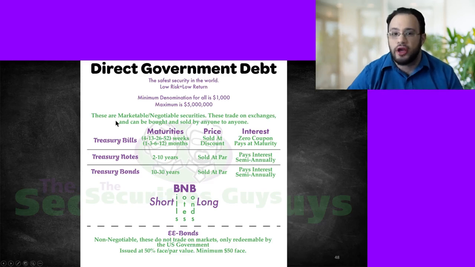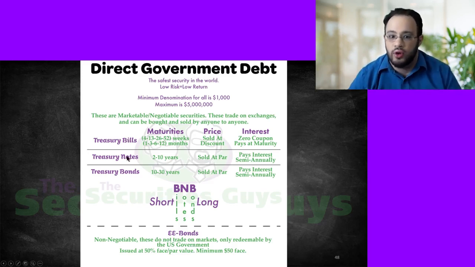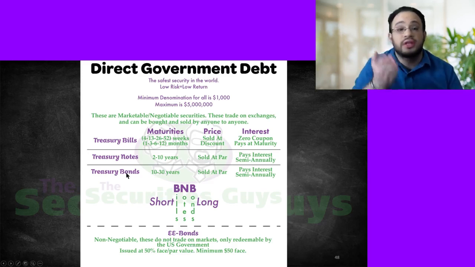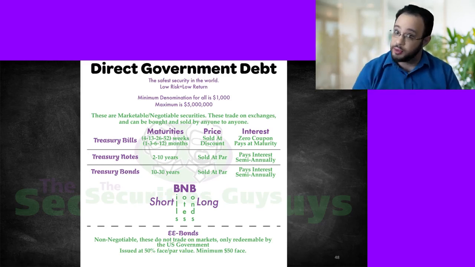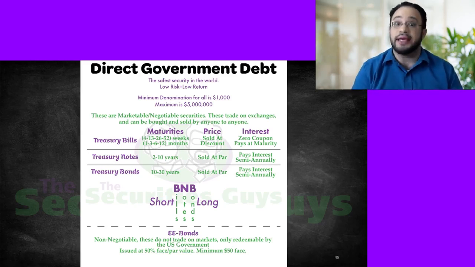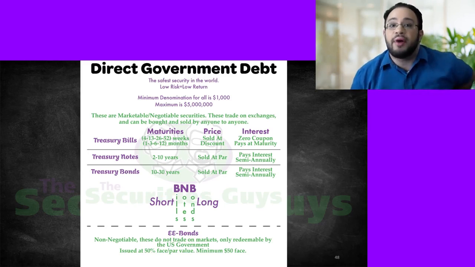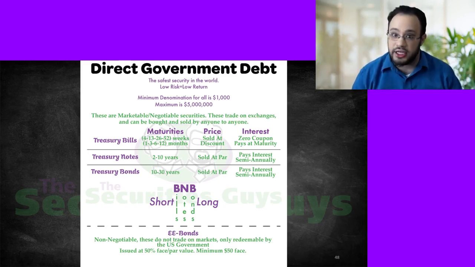These are the marketable or negotiable securities. That means we can sell them ourselves. If I have a Treasury bill or a note or a bond, and you would like to buy it, and we can discuss between ourselves an efficient price, a good price, and we both agree to it, we can do the trade ourselves. We can buy them on stock exchanges. We can go to broker-dealers and buy them. They trade on exchanges. They can be bought and sold by anyone.